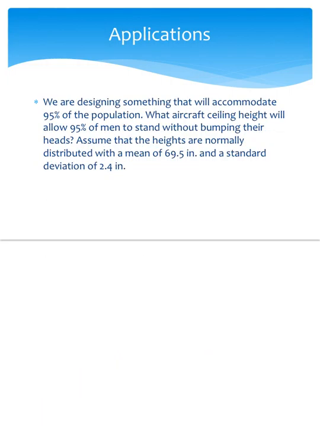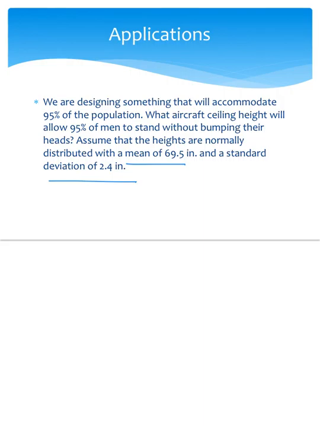When people design things, they typically design something that will accommodate 95% of the population. So suppose we're designing an aircraft ceiling height, and we want an aircraft ceiling height that 95% of men will be able to stand under without bumping their heads. Assume that the heights are normally distributed with a mean of 69.5 and a standard deviation of 2.4. What aircraft ceiling height will allow 95% of the men to stand without bumping their heads?